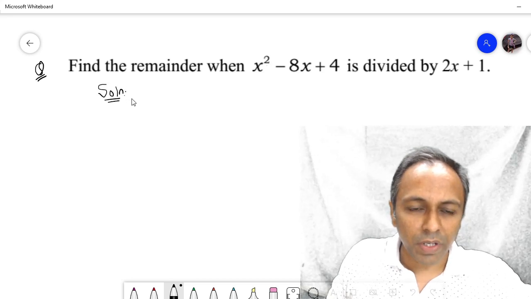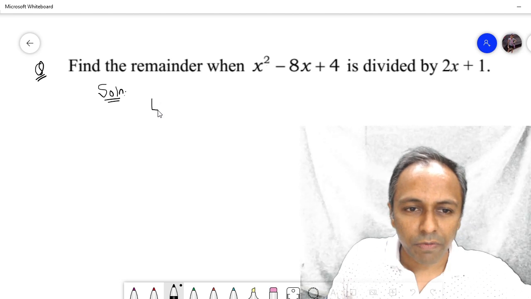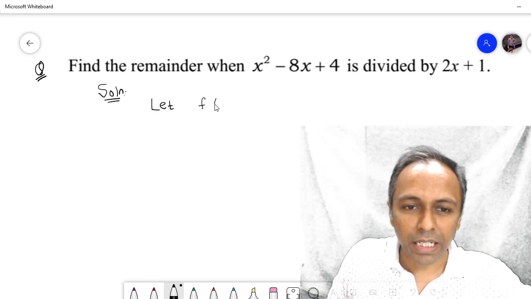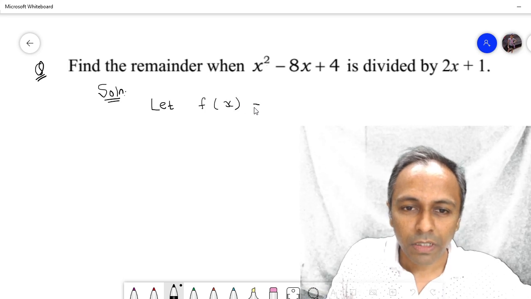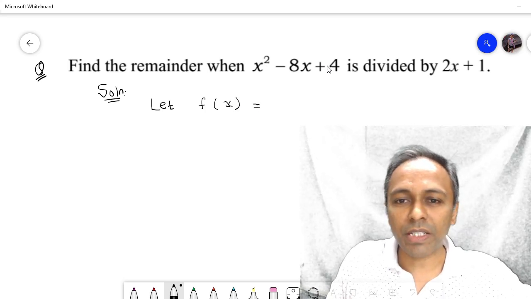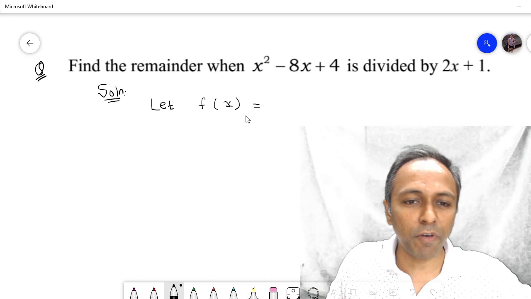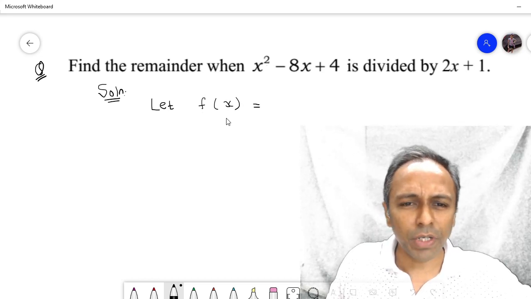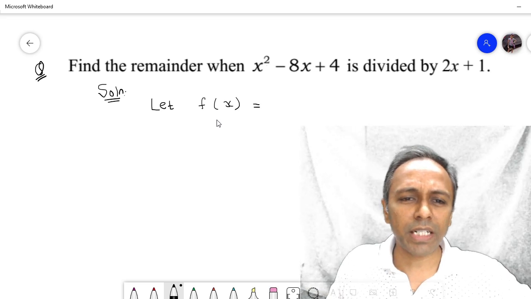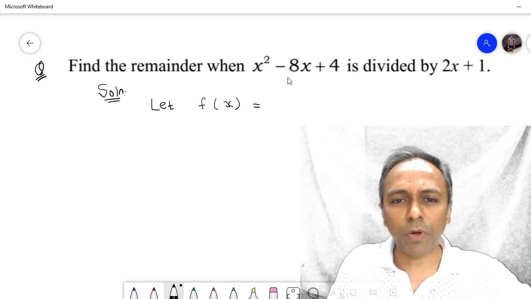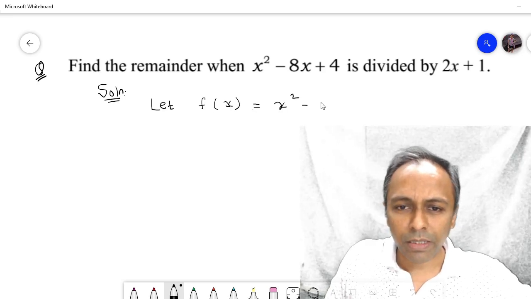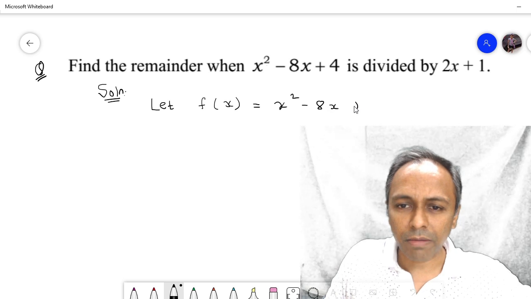The easy and faster way to do this is we will name this polynomial, which is having a variable x, as f of x. So if you had y square minus 8y plus 4, you can name it as f of y. So we call it some function in x. We don't have to study functions in 10th standard. We denote this polynomial in f of x form as f of x is equal to x square minus 8x plus 4.